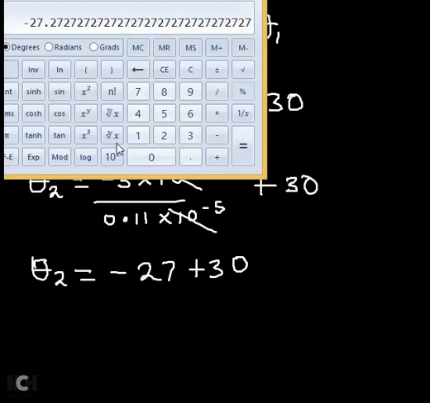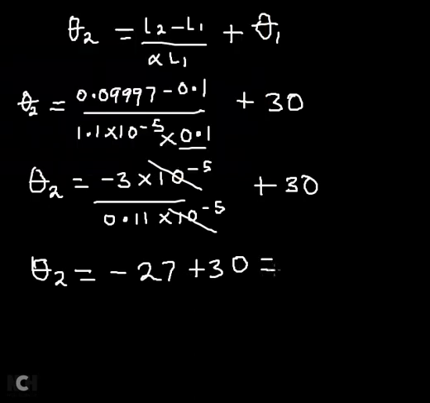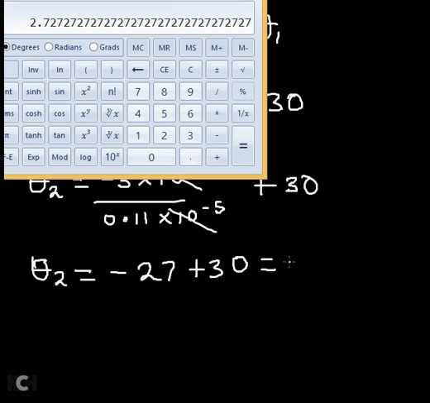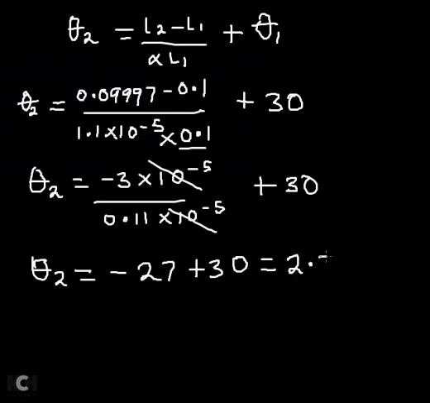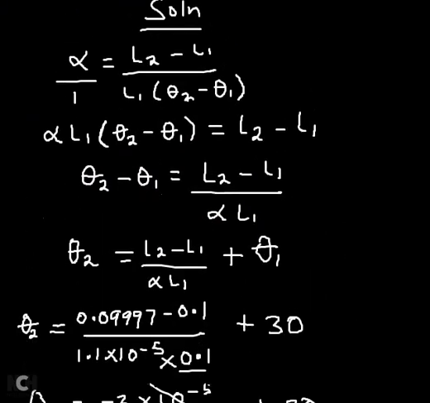So plus 30. Invariably, the final temperature that I need is approximately 2.7 degrees Celsius. As simple as that.